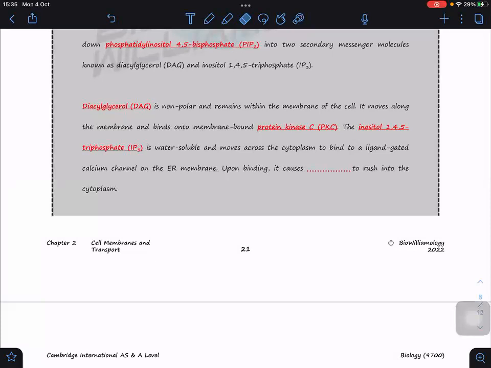Okay, so what does ligand-gated calcium ion channel mean? We learned about ion channels that can have the gate open and close, correct? So it means that IP3 can cause the opening of the gated calcium ion channel, which causes the calcium ions to rush into the cytoplasm.